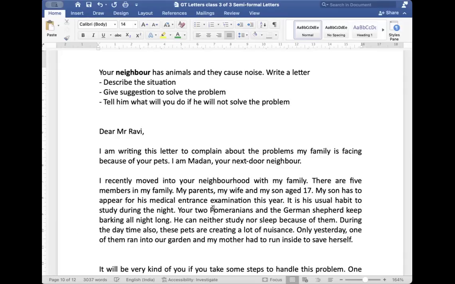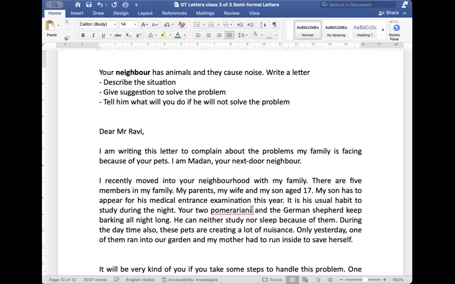Pomeranians, this is not a proper noun. It is the name of a breed. And German Shepherd, German will have a capital G because this is the name of a country also. Pomeranians, with a capital letter, is it okay?